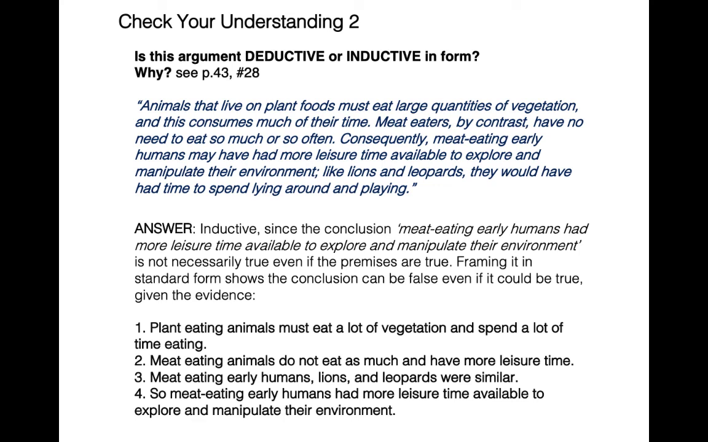Well, this is inductive since the conclusion, meat-eating early humans had more leisure time available to explore and manipulate their environment, isn't necessarily true, even if the premises are true. Again, framing it in standard form shows the conclusion can be false even if it could be true, given the evidence.